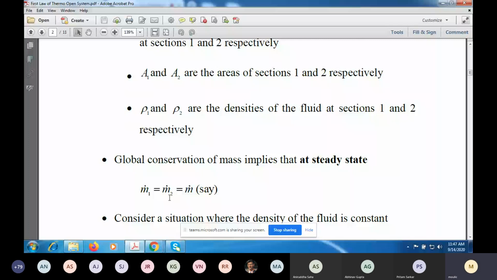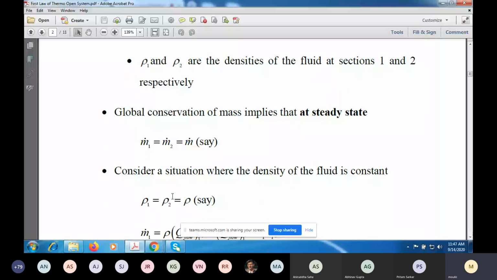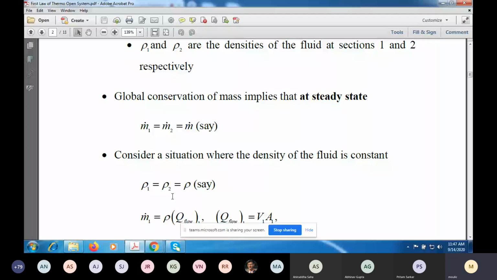But if you have flow of a compressible fluid and it's unsteady, then mass might accumulate inside the control volume because the density can change. Density of the fluid inside the control volume can change. In that case, m2 dot may not be equal to m1 dot. But even if it's compressible, if steady state is reached, then the density at each and every point is not changing with time. So the mass of fluid inside the control volume remains same. In that case, the mass flow rate coming out of the exit will be equal to the mass flow rate entering through the inlet. Now, of course, here we'll deal with a situation where the density is constant.